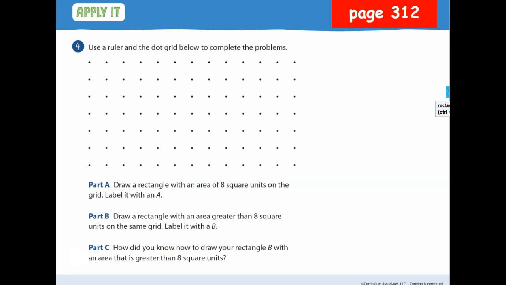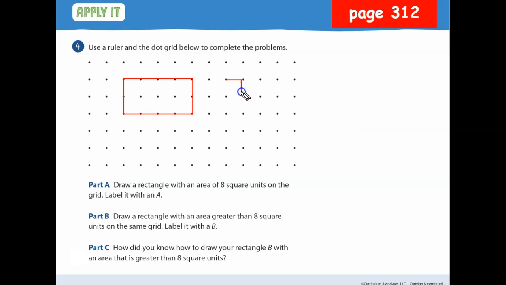All right, so it says draw a rectangle with an area of 8 square units on the grid. Okay, here we go. Oops, sorry. My bad. That's way too thick. So that's 1. That's 4 right there, right? Yes? Okay. That's 6. And I could do one more. That's 8. Something like that.